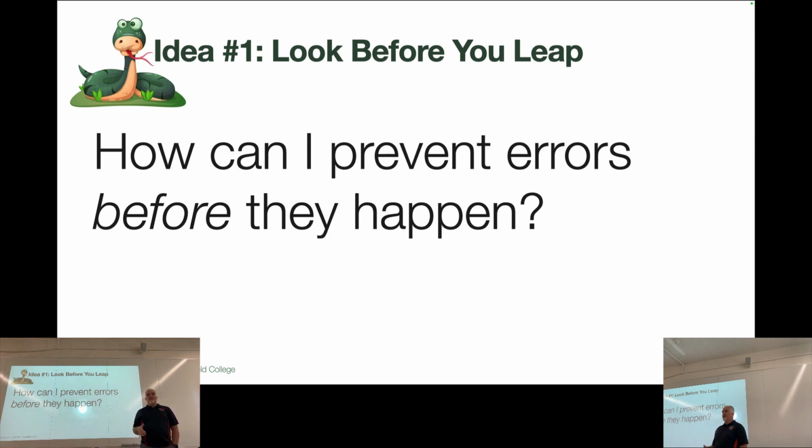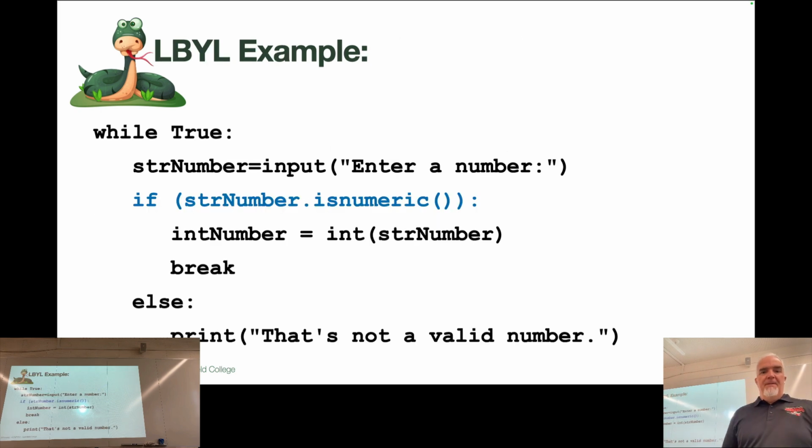Like checking to see if something's numeric that a user enters before we add it to another number. This is checking before you do whatever is going to cause the error, like adding two things together. It's checking before you do that to see if it's going to cause an error or not. That way you can catch an error before it even happens.